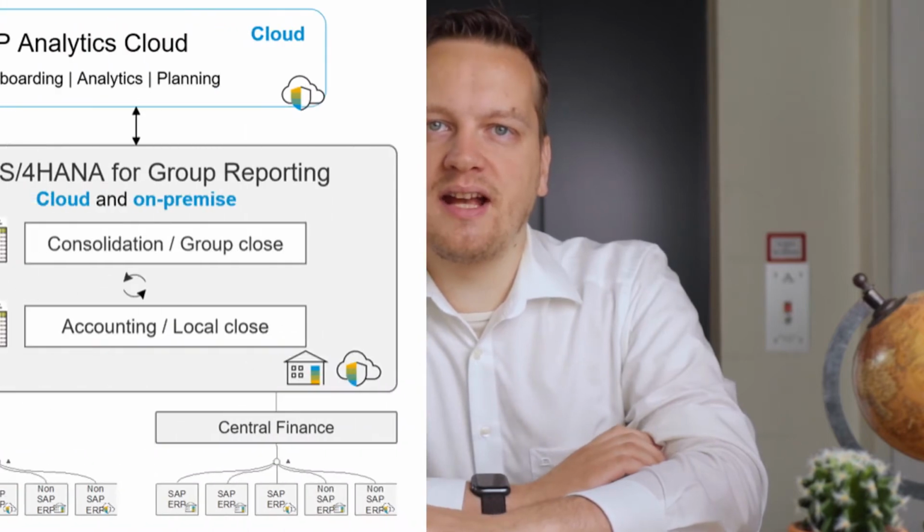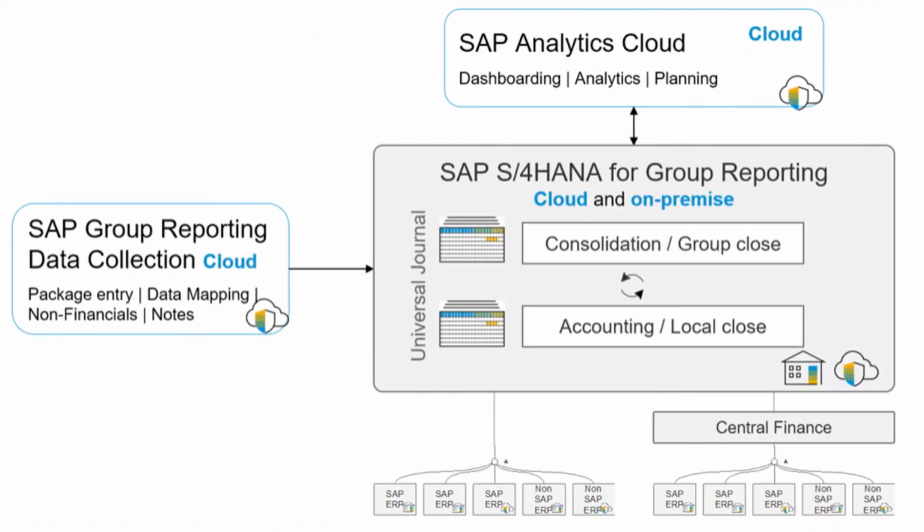Before diving into the demo, I want to briefly show the architecture of Group Reporting. See also the slide that now appears on the screen. As seen in this picture, in S4HANA, both the accounting data and consolidation data are stored in the same system. Via the cloud solution, Group Reporting data collection, also the non-financials can be sent.